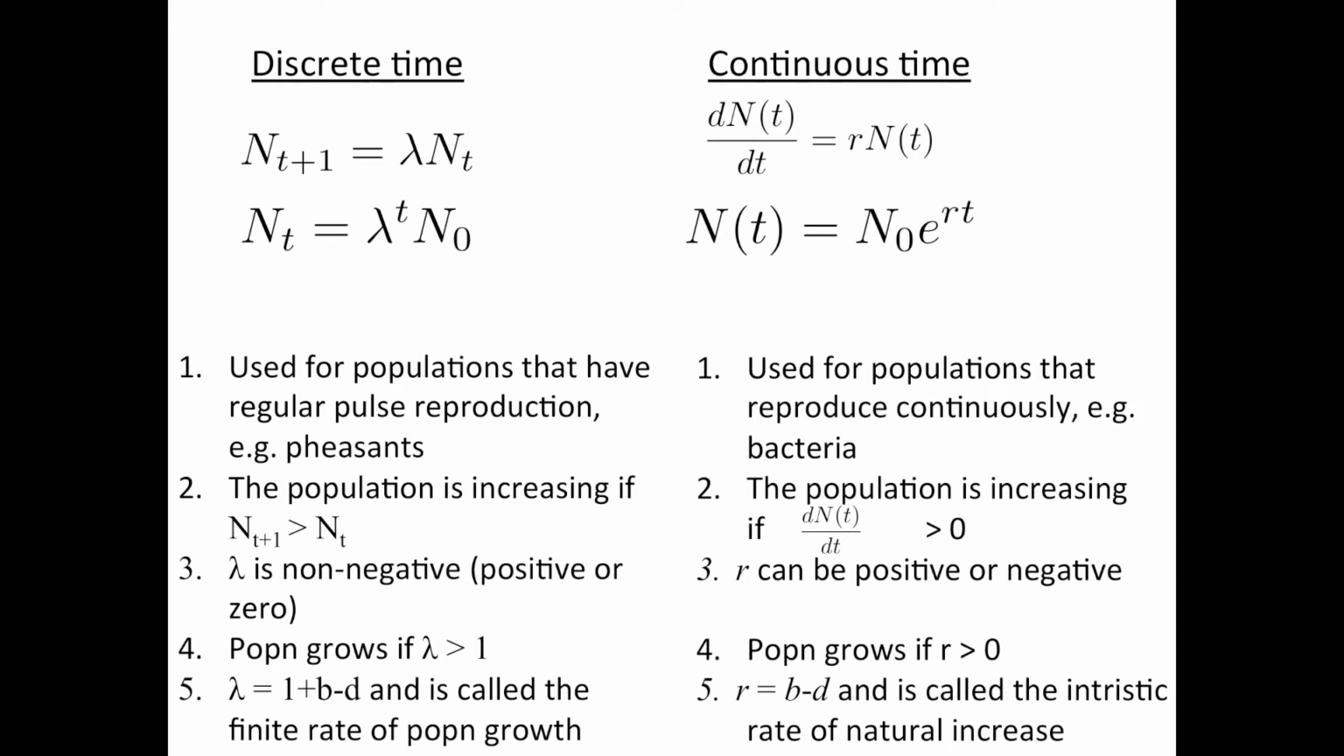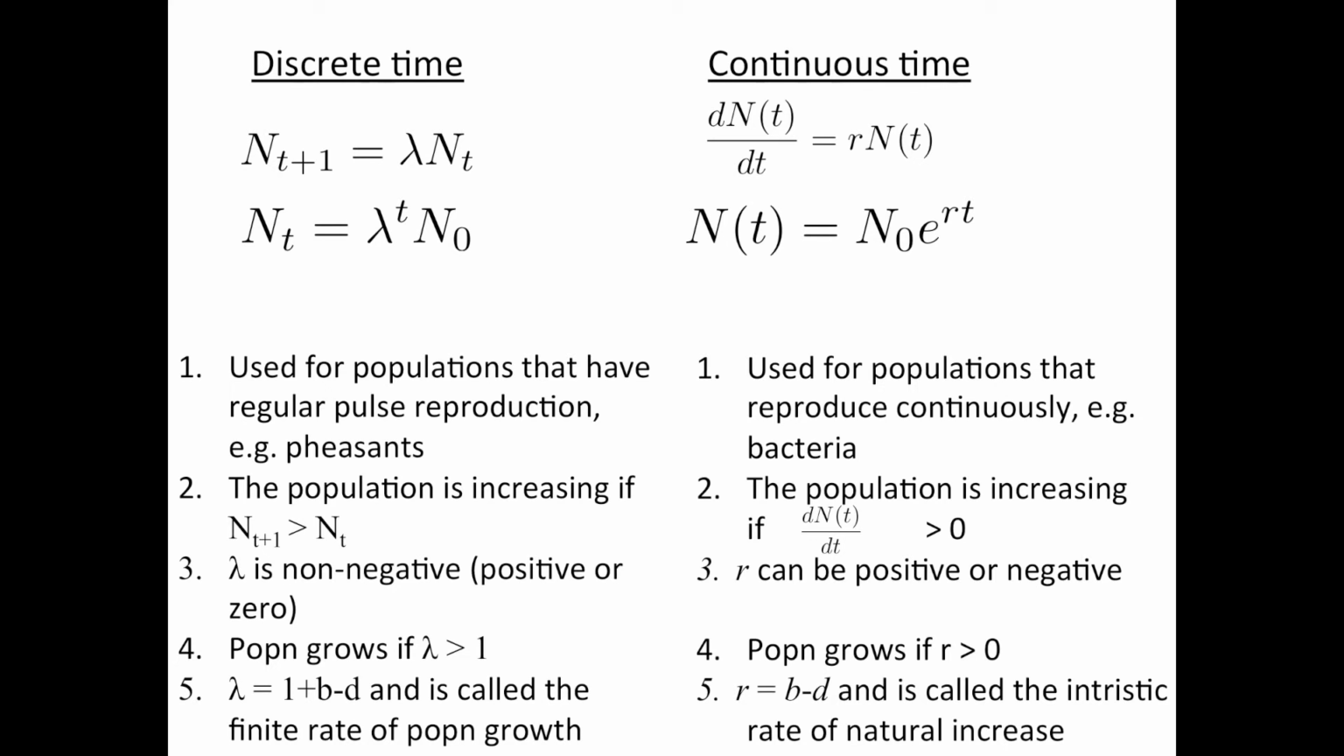To decide whether you want to use a discrete or a continuous time formulation, you want to think about how the population distributes its reproduction through time. So for a population like pheasants that have regular pulse reproduction, so they reproduce every summer, you want to use discrete time. For a population that reproduces continuously throughout the year, like bacteria, it's better to use continuous time. So sorry, I don't know if I said discrete time for pheasants, but on the left here, for pulse regular reproduction, you want to use discrete time.